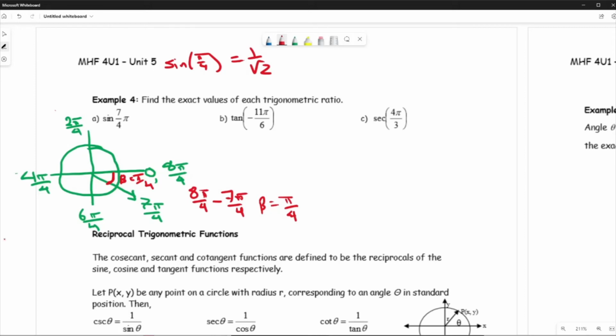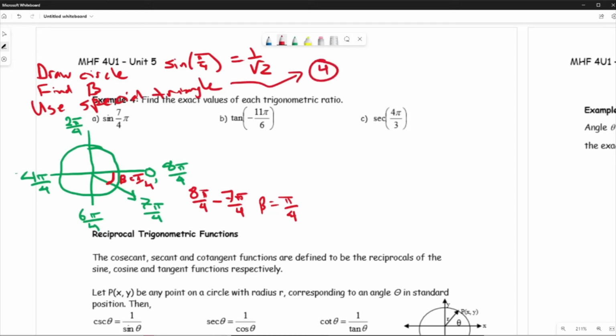So look carefully at the workflow here. I draw a circle. I find beta. Let's write this down. Draw a circle. Find beta. Use the special triangle. And then step 4, place in correct CAST quadrant.